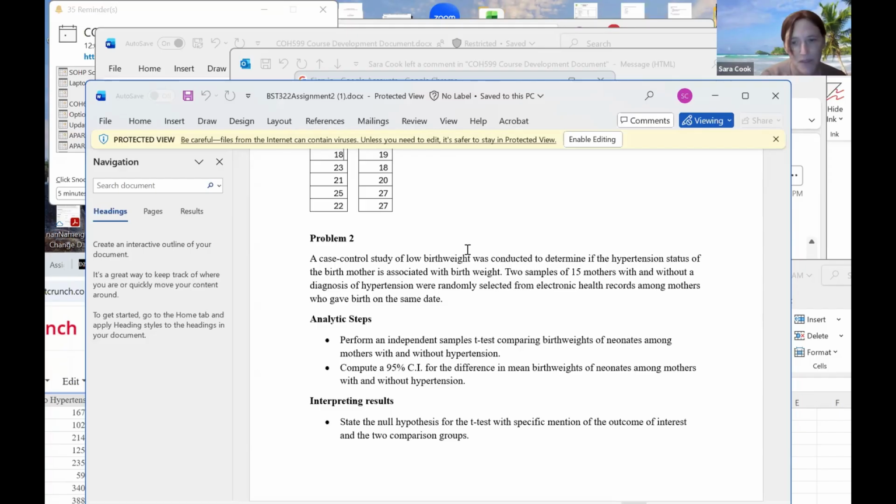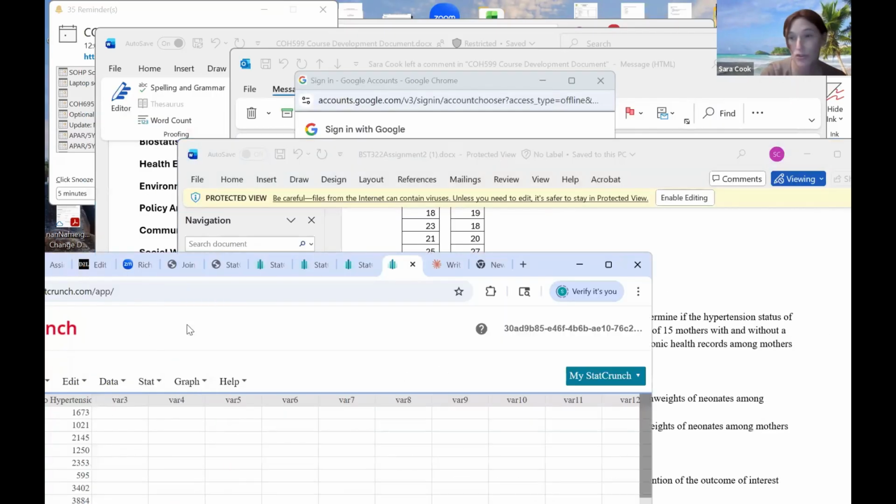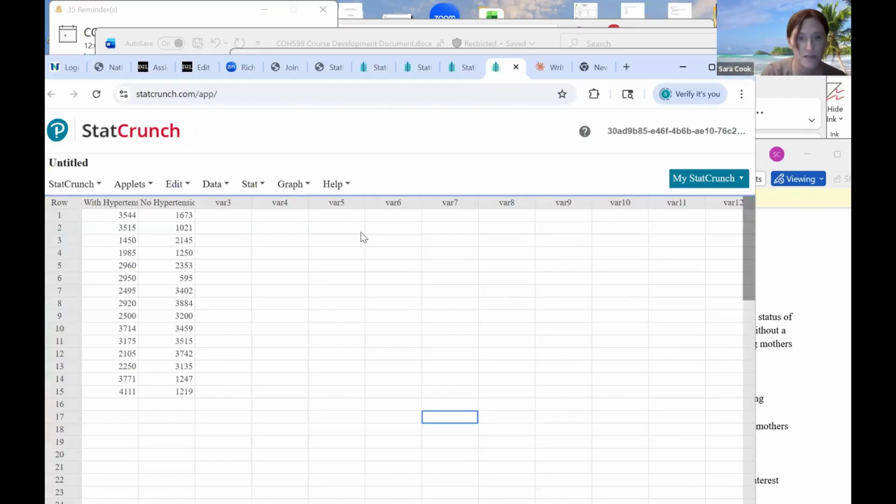But okay, so yeah, technically this is a case control study of hypertension, looking at low birth weight as an outcome, or cohort study. Anyhow, perform an independent sample t-test comparing birth weights of neonates among mothers with and without hypertension. So what you have in your table is the birth weights in grams. So if you thought these were crazy weights, that's how they usually weigh newborns. Okay. And so these are grams.